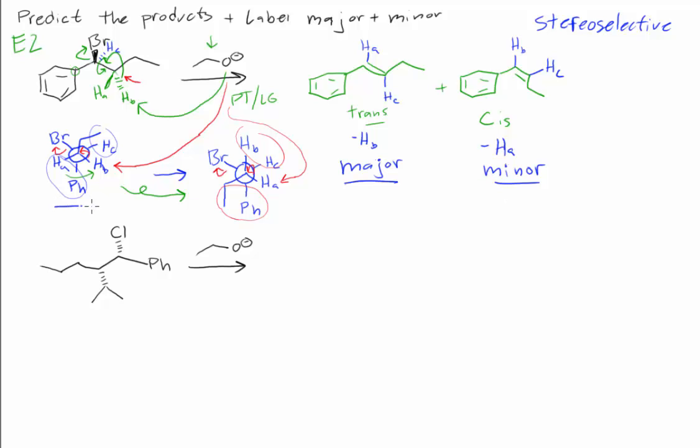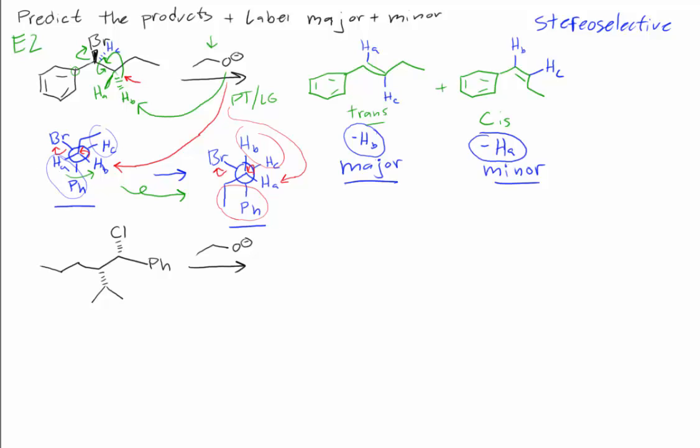You don't have to use these Newman projections to answer this first question. You just have to be able to understand that we are going to form trans and cis. I use the Newman projections to show you exactly what's happening when we form the trans and the cis, and they come from losses of different hydrogens, minus HA or minus HB.